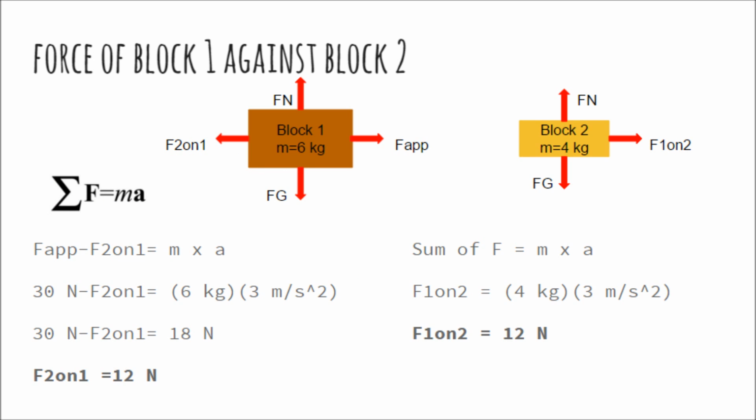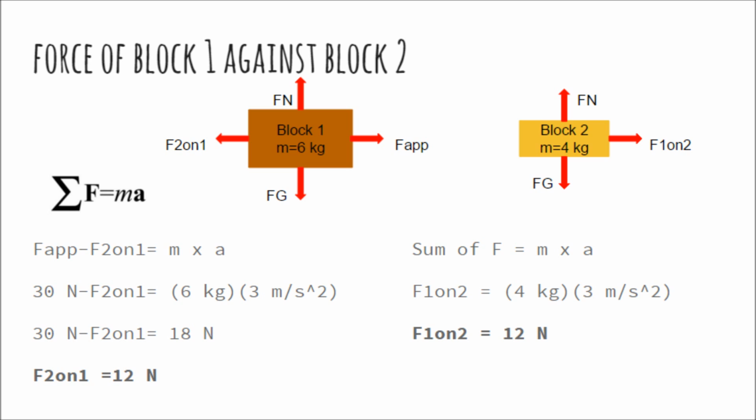So in order to find the force that block 1 has against block 2, we also have to use the sum of the forces equation, which is the sum of the forces equals mass times acceleration. So what I did first was I separated block 1 and block 2, and I wrote down all of the forces that are present. So let's focus on block 1 first.